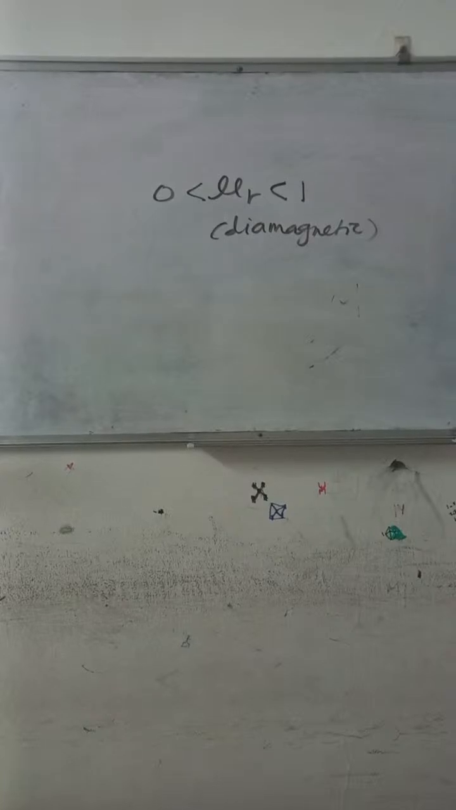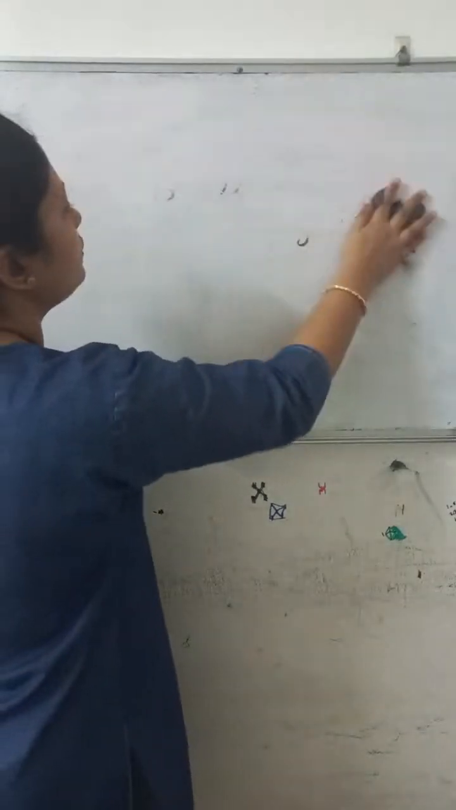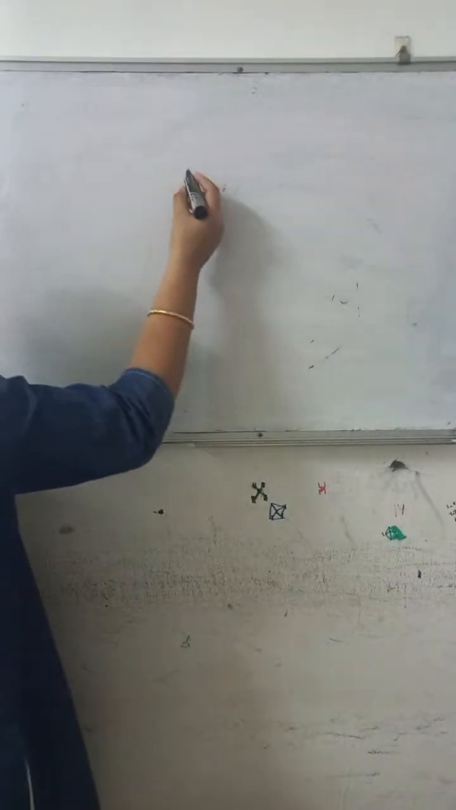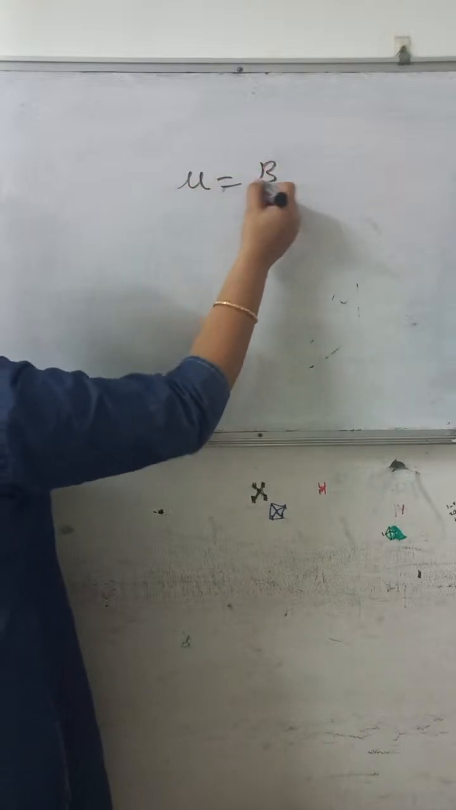Here you always know the formula. What is the formula? We have the permeability, and between magnetizing field and permeability there is a relation: mu is equal to B by H.